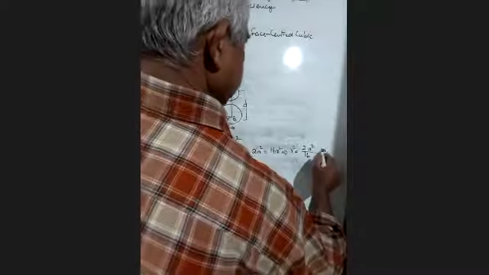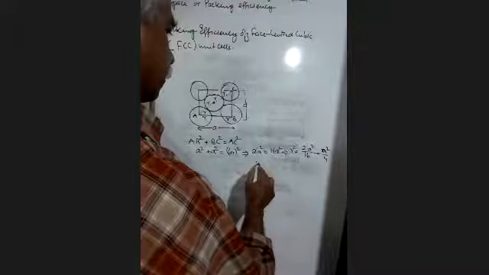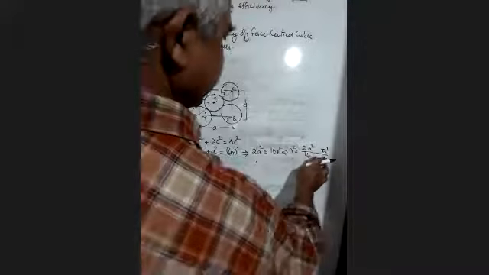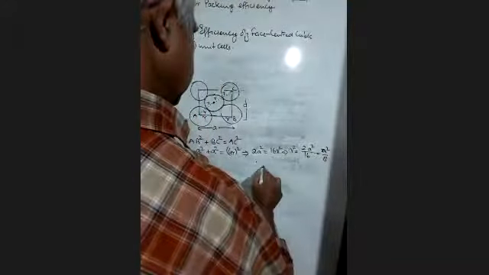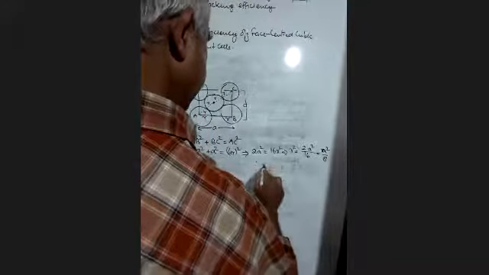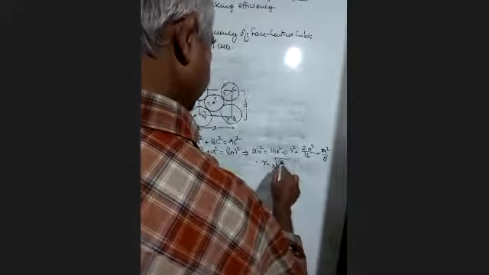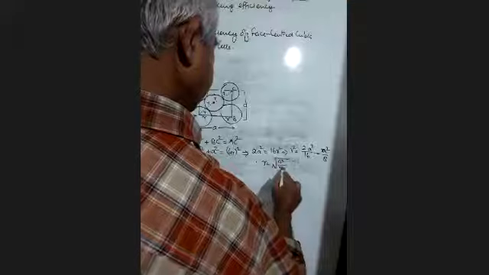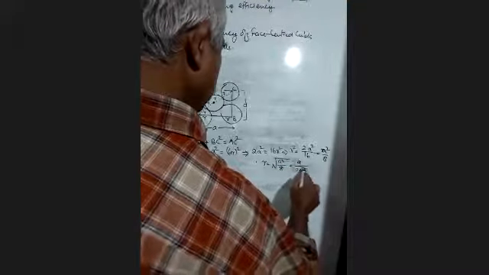A square by 4. Therefore, not 6, it is 8. Therefore, R is equal to root over A square by 8, which is equal to A by 2 root 2.